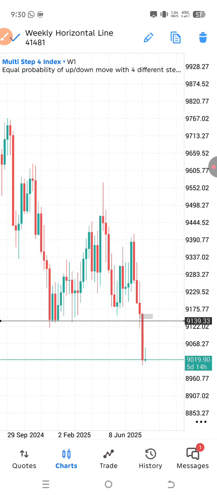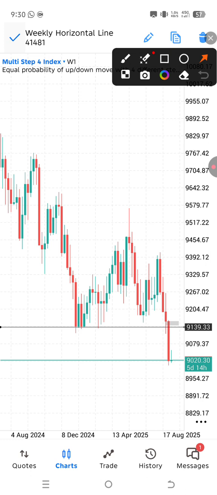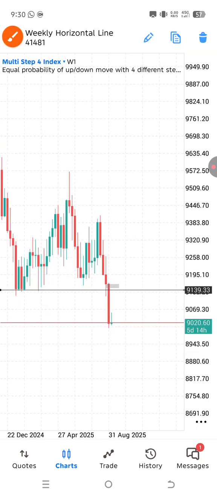This was the lowest price it got to, as you can see down here. So what I'll do is, currently price is trading below that low. It's trading below that low.